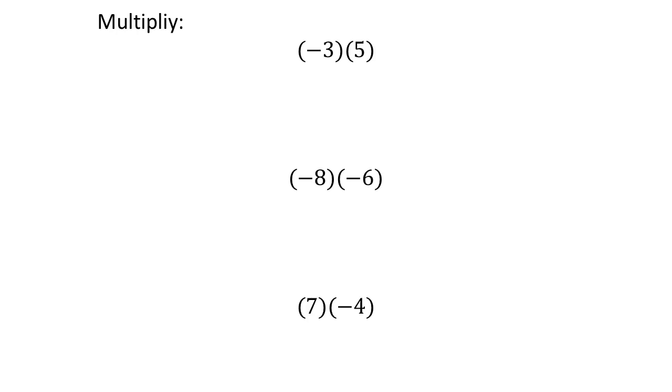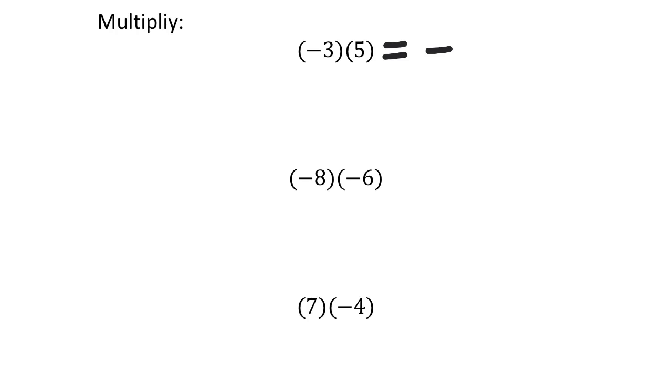And the first one reads kind of weird. It would be like saying you got negative 3 groups of 5. But it's the same thing as 5 groups of negative 3. So if we wanted to know what the answer was on this one, we could know that it's negative.